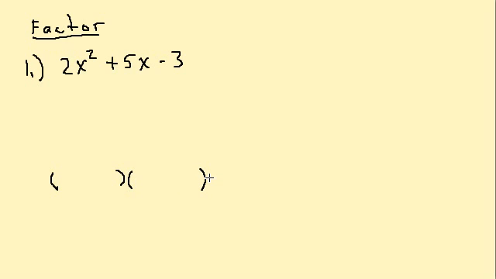Now what we want to do is we want to see what all can we multiply to get the first term. Well, we can see that's 2x times x. So that's really not an issue there. That's the only thing we can use, 2x and x. But what all can we multiply to get -3? Well, that's going to be -1 times 3 and 1 times -3.